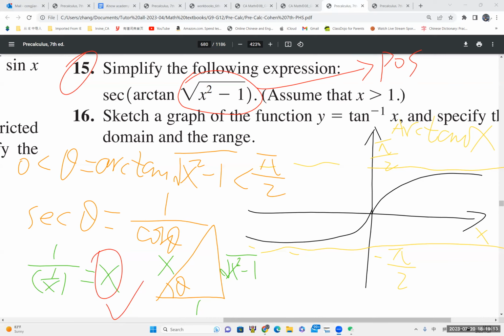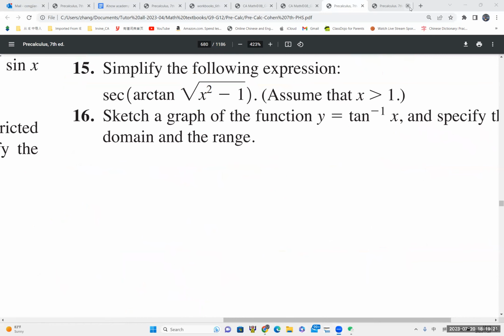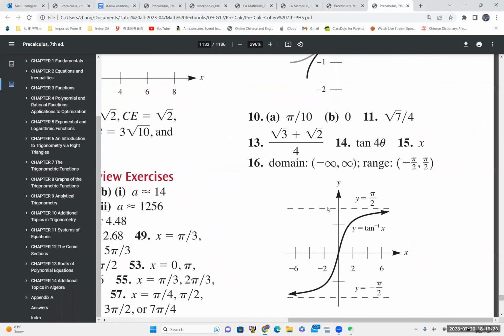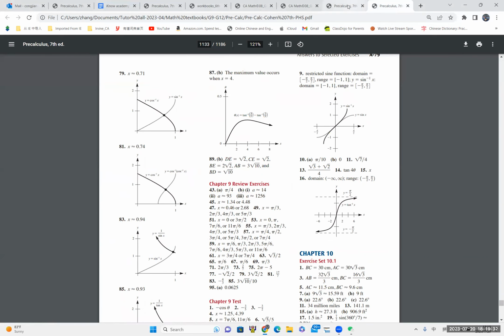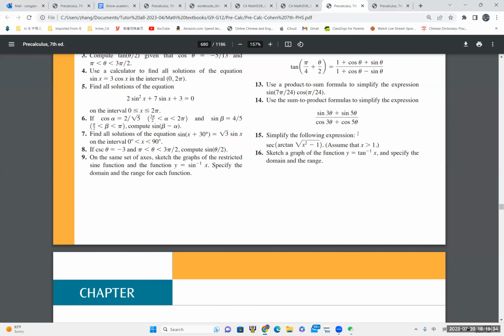Are you done? Yes. Okay, so let's check answer 15. You say just x. So each time you find the interval for the angle, which will help you decide the sign of the trigonometric value.